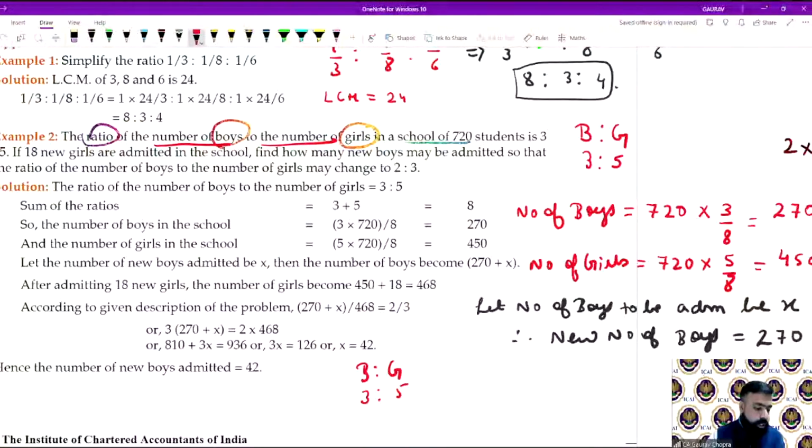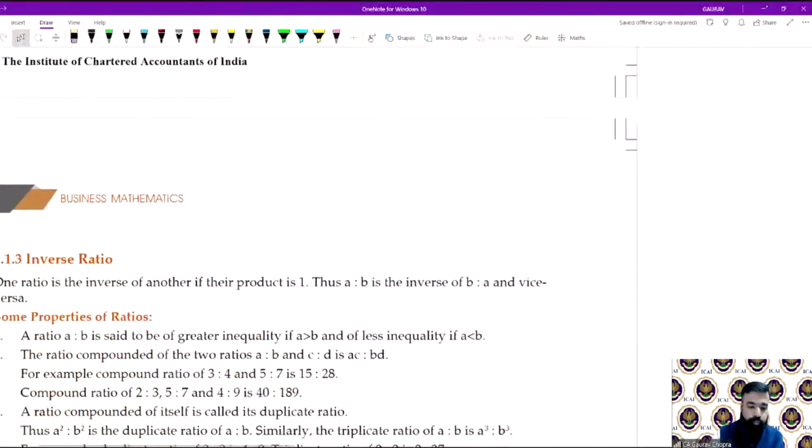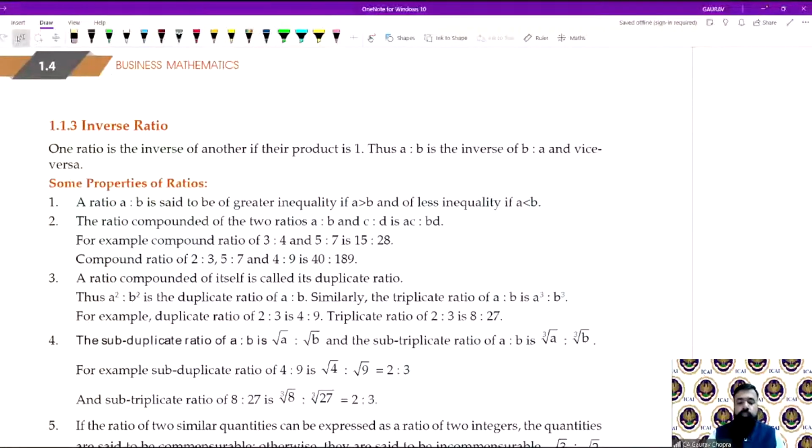So now let's move further. Inverse of a ratio. If, let's say, there is a ratio A is to B, then what is its inverse? Its inverse will be B is to A. That means we have to interchange the terms. We have to interchange the position of the terms. The first term will be written in place of the second and the second one in place of the first. Just interchange the positions and get the inverse ratio.